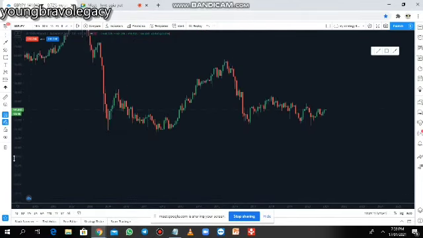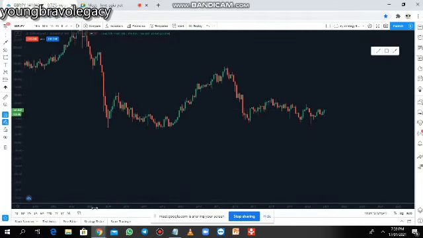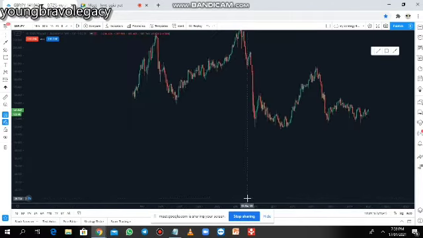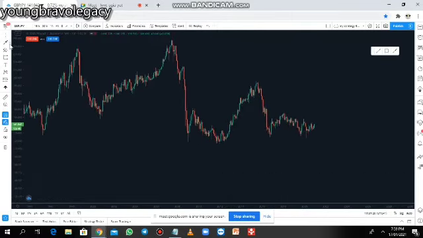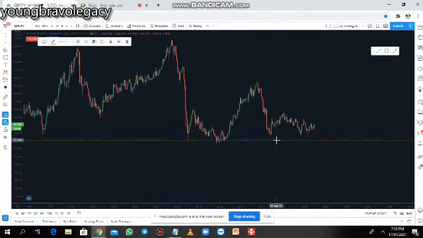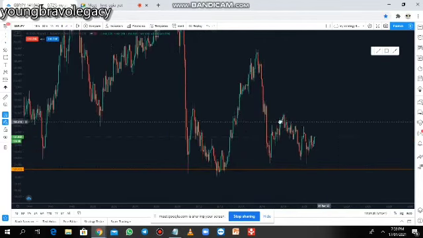Now look at the monthly time frame. When you look at the monthly time frame, this is GBPJPY. What do you see? This is the all-time low of this currency pair. What I mean by all-time low is that this is the lowest point this currency pair has ever been.